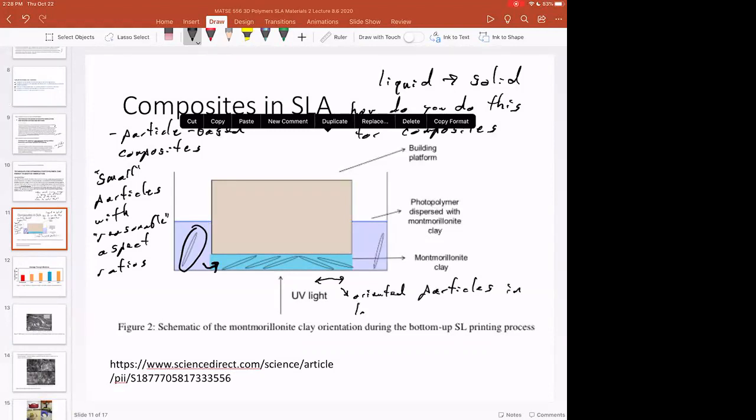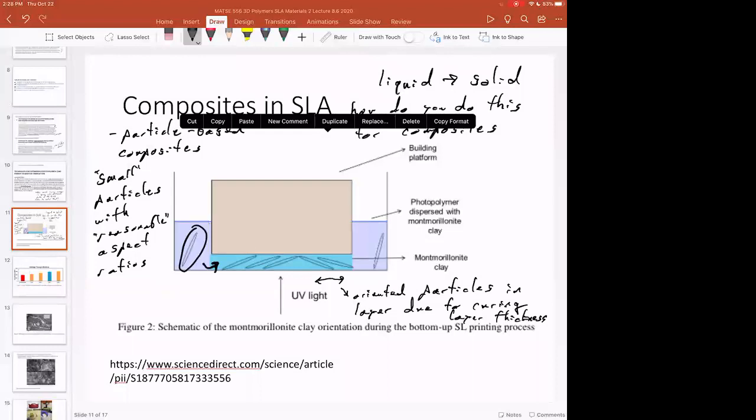In layer, due to curing layer thickness. But you need to get those particles to flow in there in the first place. Or if you try this with a top-down SLA, you need to be able to spread a uniform layer and have a good dispersion of particles and be able to cure that effectively.